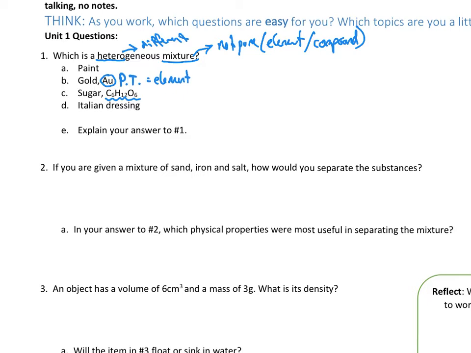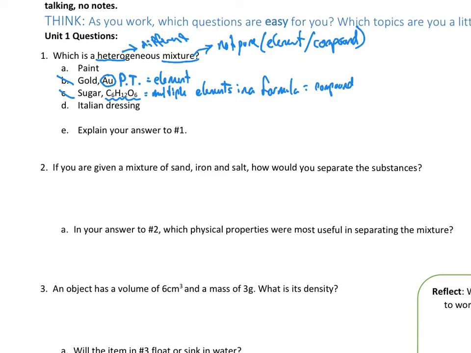And all of that, those are element symbols that are from the periodic table, but that's not an element because I have multiple elements in a formula. And since I have multiple elements in a formula, I know that sugar is a compound. So by process of elimination, I know the answer is not B or C. So that leaves me with either paint or Italian dressing.